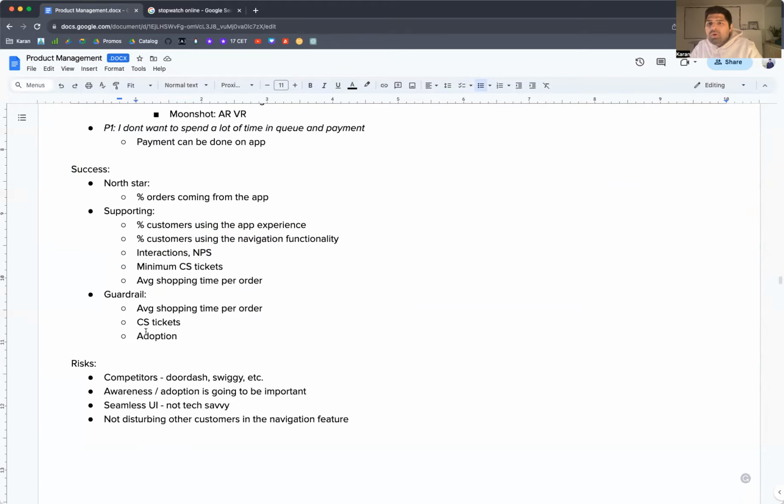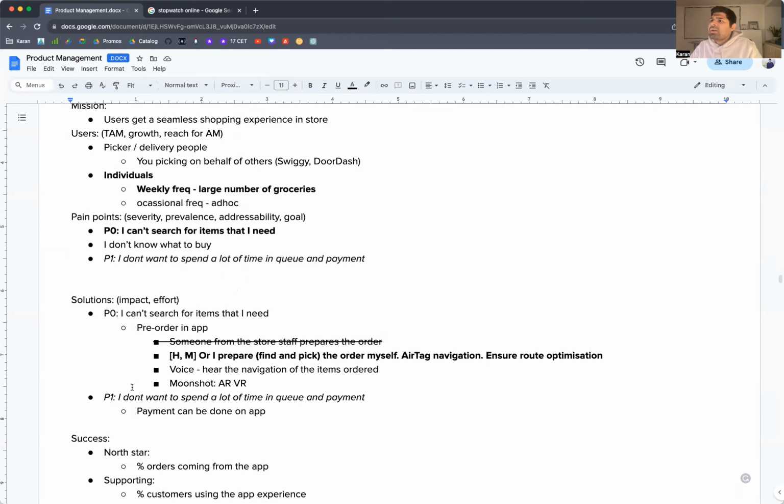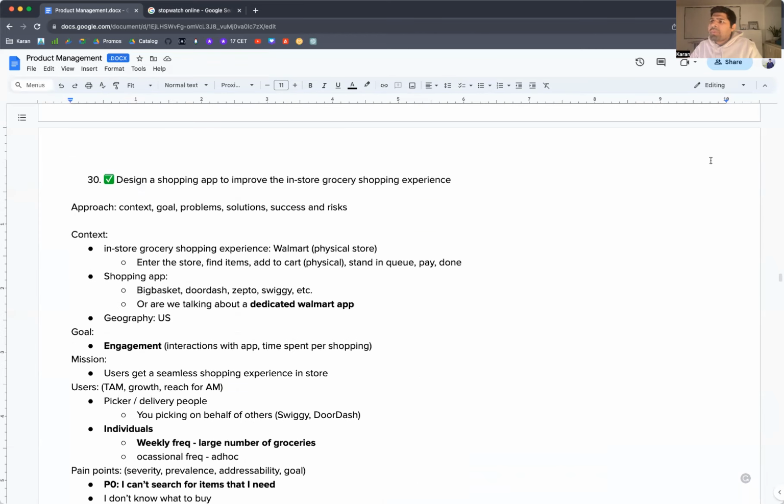Guardrails, there could be an initial hiccup because awareness and familiarity with the app is going to be key. So this is something that we need to consider from a guardrail perspective. Risks are obviously competitors, and we need to make sure that the non-tech savvy people are also considered when we create a very seamless UI for the experience part. And that's essentially it about designing a shopping app for the grocery stores.